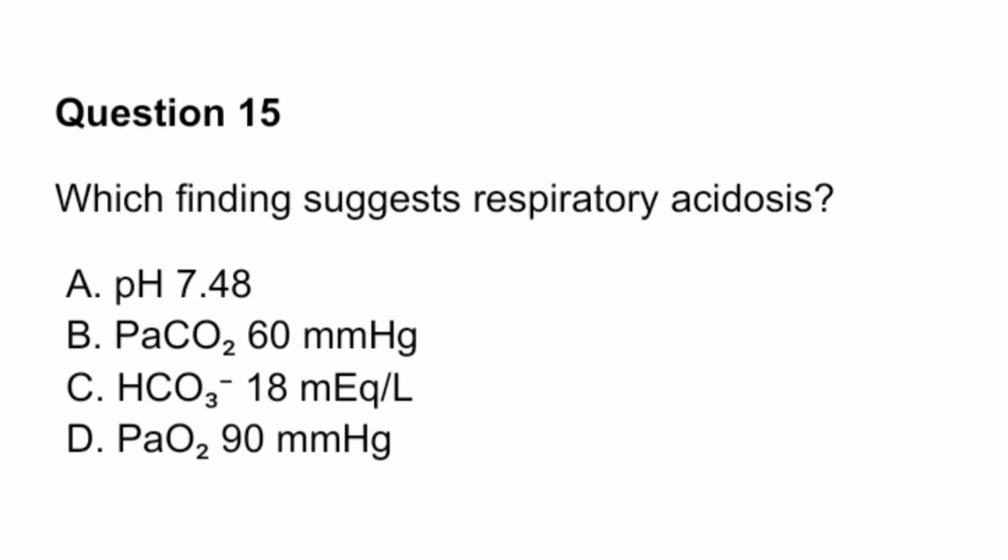Question 15. Which finding suggests respiratory acidosis? A. pH 7.48. B. PaCO2 60 mm mercury. C. HCO3 negative 18 milliequivalents per liter. D. PaO2 90 mm mercury.